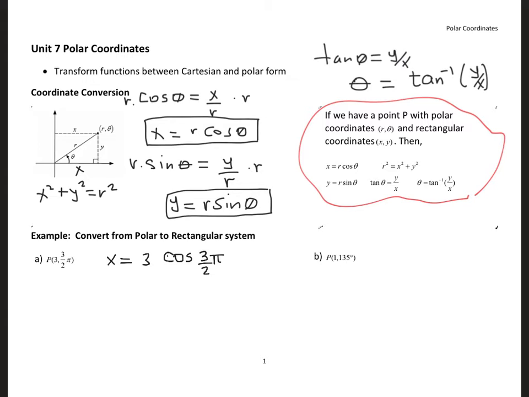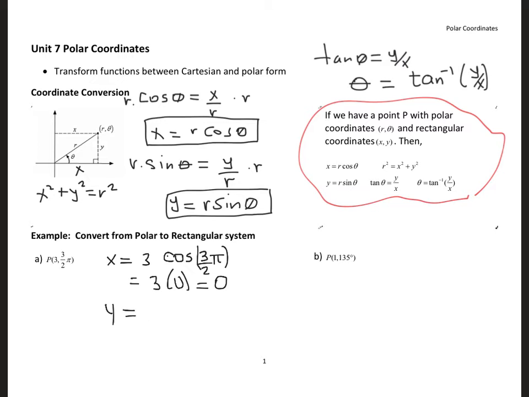And since 3 over 2 pi is already on the unit circle, I'm just going to use my unit circle. And when I use my unit circle, what do I get? What is cosine of 3 over 2 pi? It's going to be 0. So multiply by 0. So I get 0. Now let's get y.